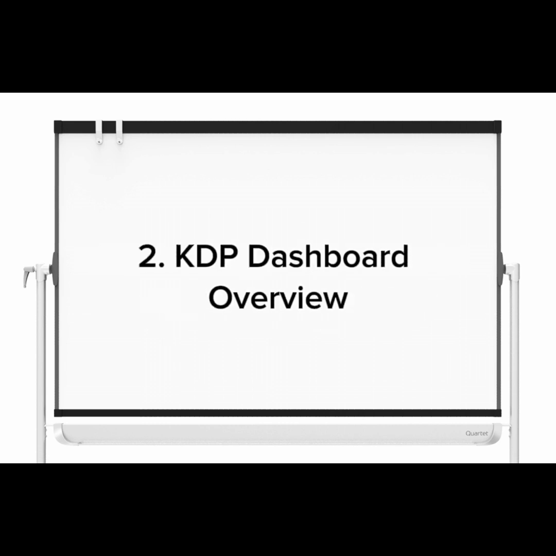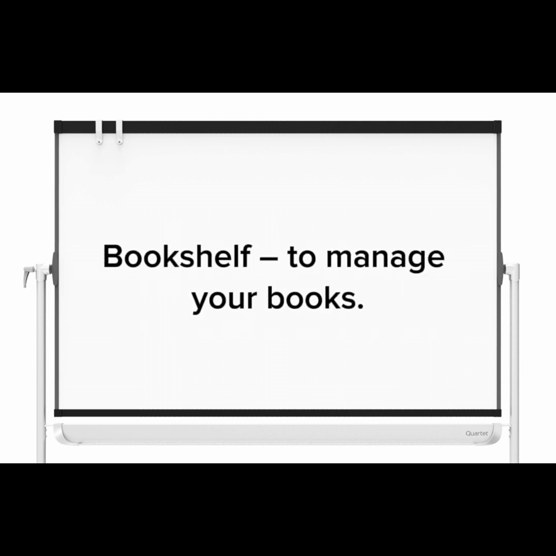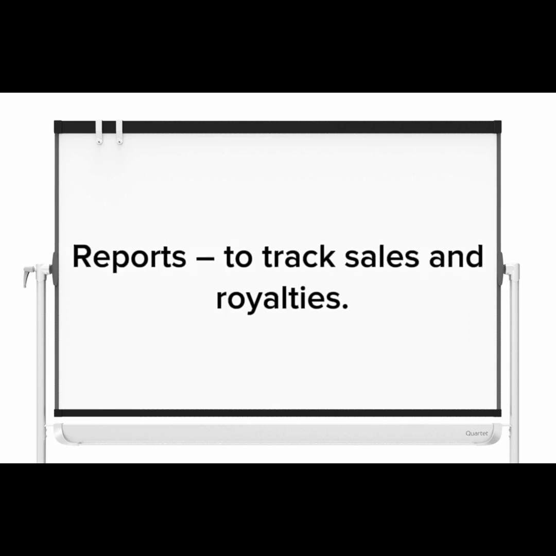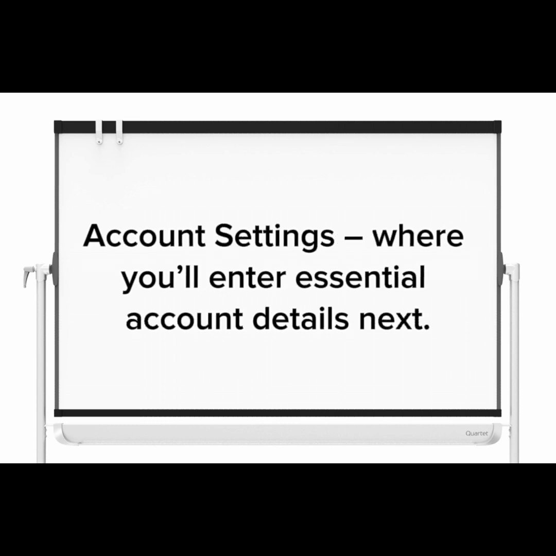2. KDP Dashboard Overview. Your dashboard, found on the left side of the screen, includes key sections. Bookshelf, to manage your books. Reports, to track sales and royalties. Community, a resource for connecting with other KDP authors. Account Settings, where you'll enter essential account details next.